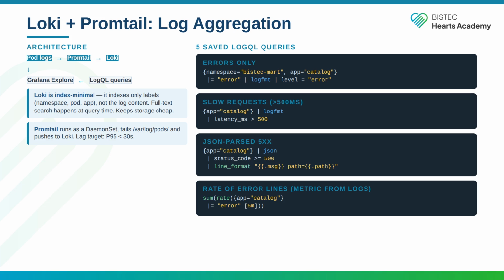LogQL syntax follows a similar structure to PromQL. Start with a log stream selector in curly braces. For example, namespace BISTEC Mart, app catalog. Then pipe through filter expressions. Saved queries in Grafana Explorer let any team member run these without knowing the syntax.